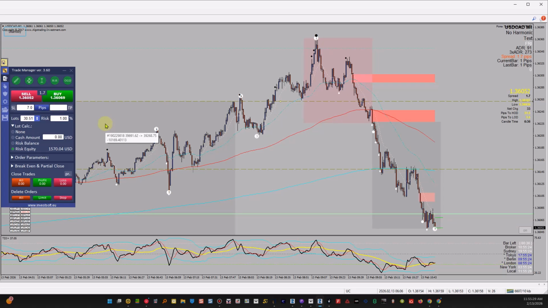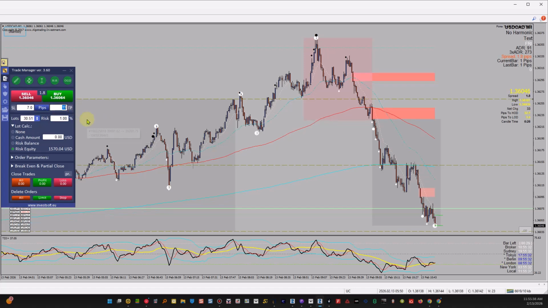Ideally, we're looking for at minimum a 1 to 1.5 risk reward ratio. So that would bring you to approximately an 11 pip take profit. But let's try to go for a 1 to 2. That will bring you to a 14 pip take profit. So this will get you a 1 to 2. All right, a 21 pip take profit would get you a 1 to 3.